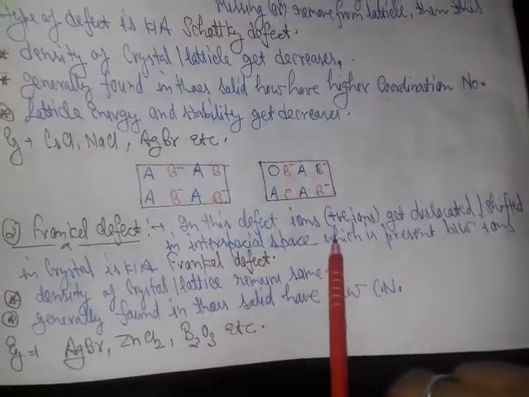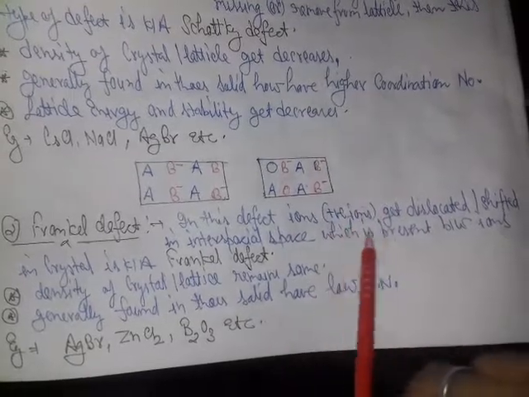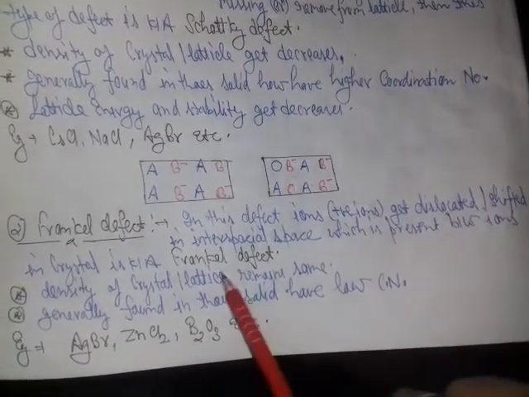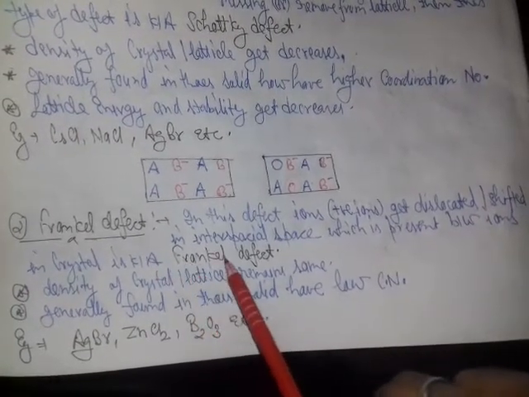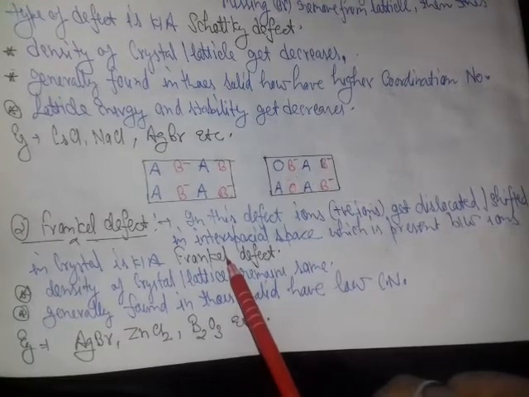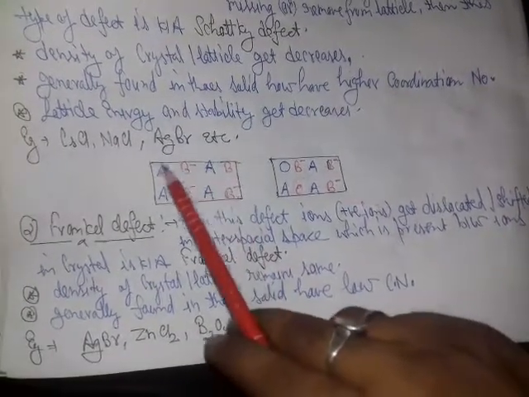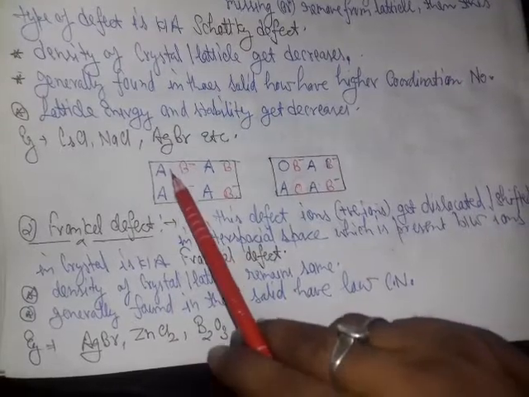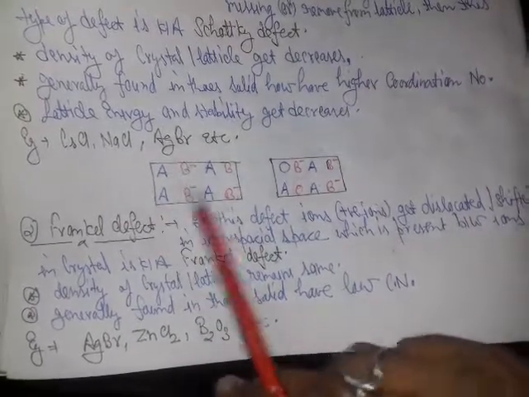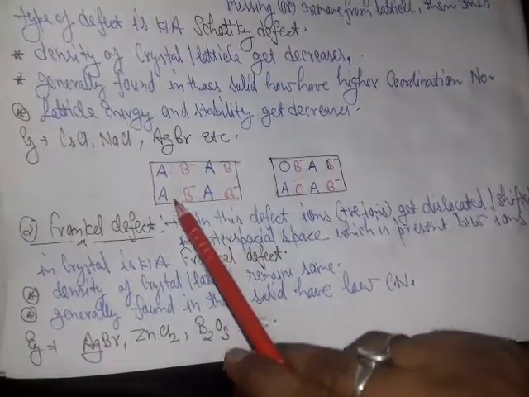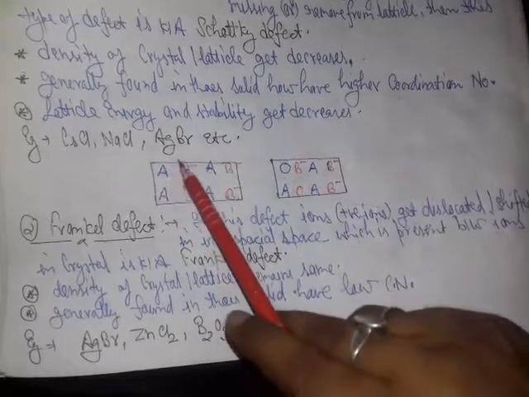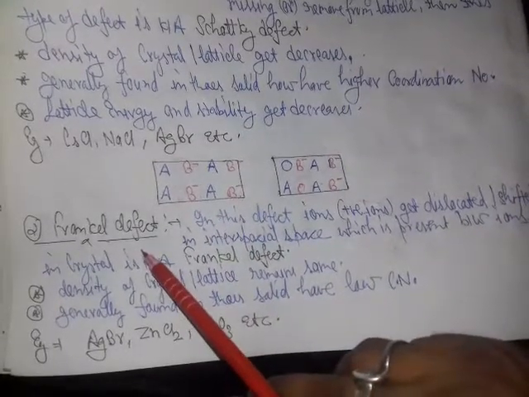We are talking about the next type of defect, that is Frenkel defect. In this defect, an ion, generally a positive ion, gets shifted into the interstitial space which is present between ions in a crystal, and this defect is known as Frenkel defect. In this diagram we have shown that there is some interstitial space between positive and negative ions, and when the ions are dislocated they are kept in this interstitial space, and this type of defect is known as Frenkel defect.